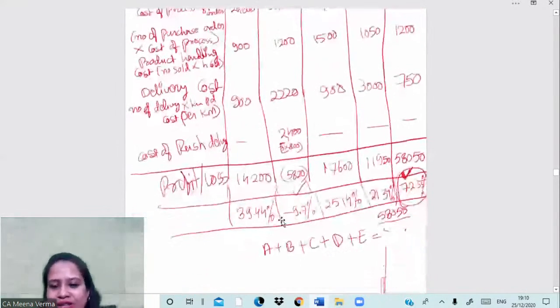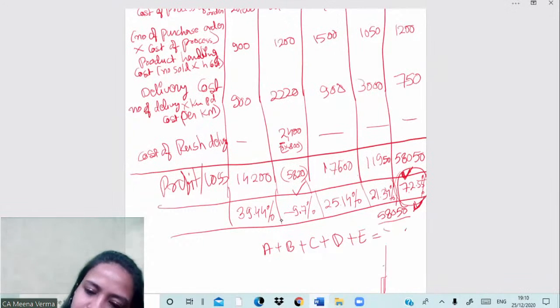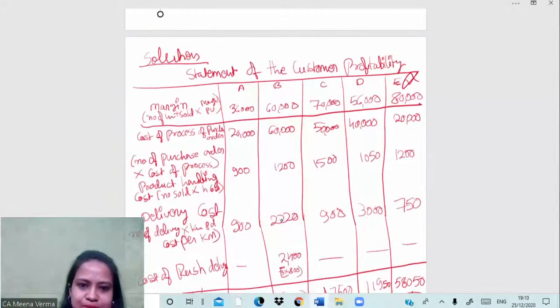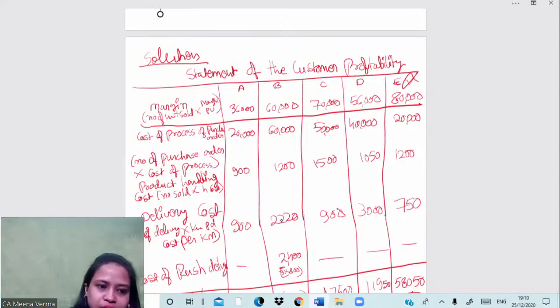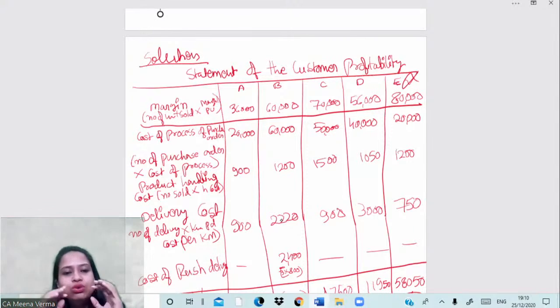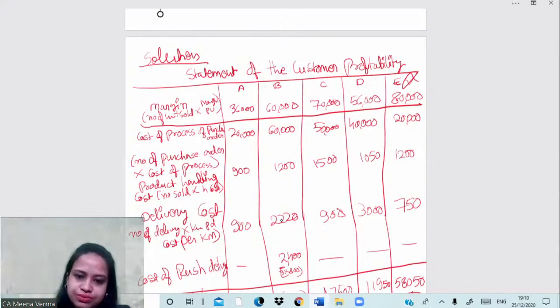If we apply that Pareto analysis, we can see that the maximum profit, near to 80%, is coming from customer E. So this is my most profitable customer, and we have to focus all our resources on them in order to retain them. I hope you remember that acquiring a new customer is quite difficult, but retaining the existing customer is easy. And if we manage to retain the customers, those customers will help us bring more customers.